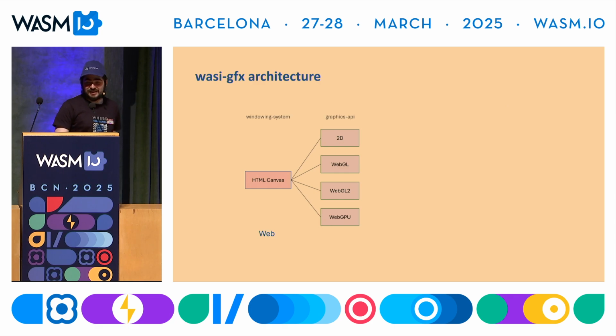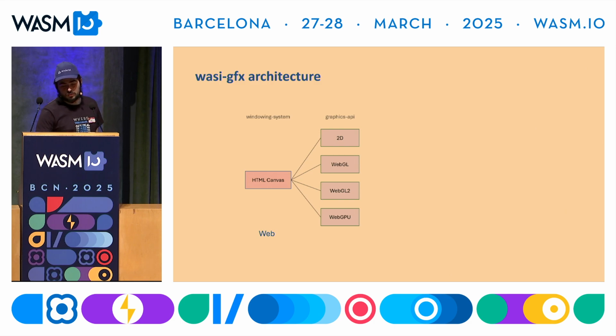So how does webgpu work on the web? So on the web, the way it displays anything to the screen, so its windowing system, is the HTML canvas element. And the HTML canvas element can be connected to a number of graphics APIs, like WebGL or webgpu. But there's only the canvas on the windowing side.